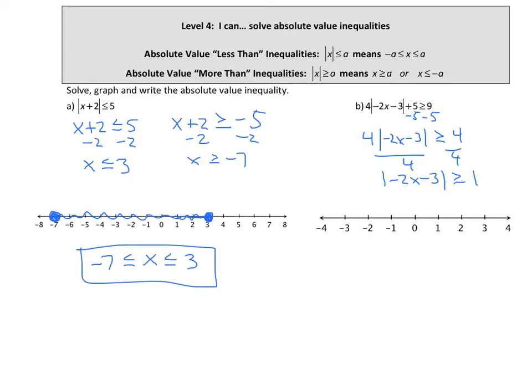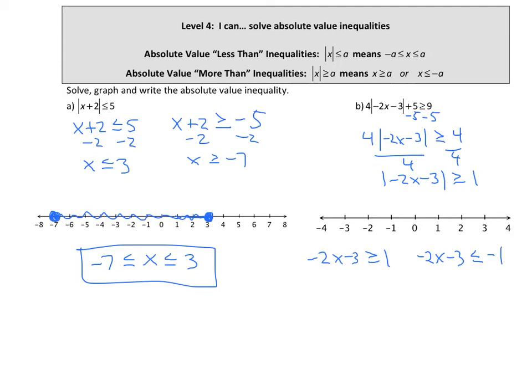And now that I've isolated my absolute value, I'm going to split it into two different inequalities. So on the first inequality, I keep everything the same. I just take my expression, negative 2x minus 3, greater than or equal to positive 1. So I keep the symbol facing the same way and use the positive case, the positive 1. And then for my second equation, I always keep the expression the same, but I flip the sign, make it less than or equal to, and change the number to negative. So that's going to be negative 1.